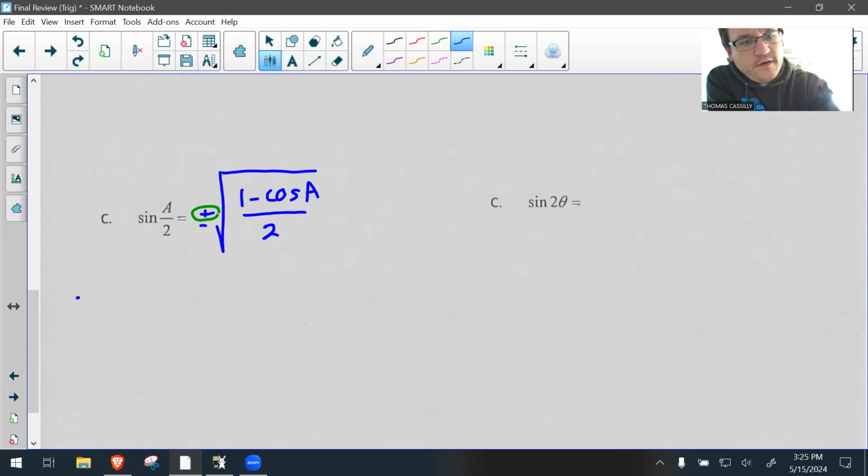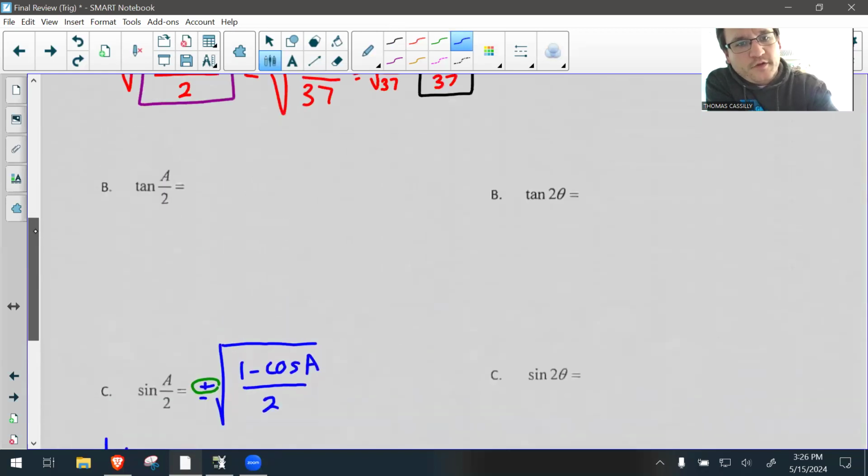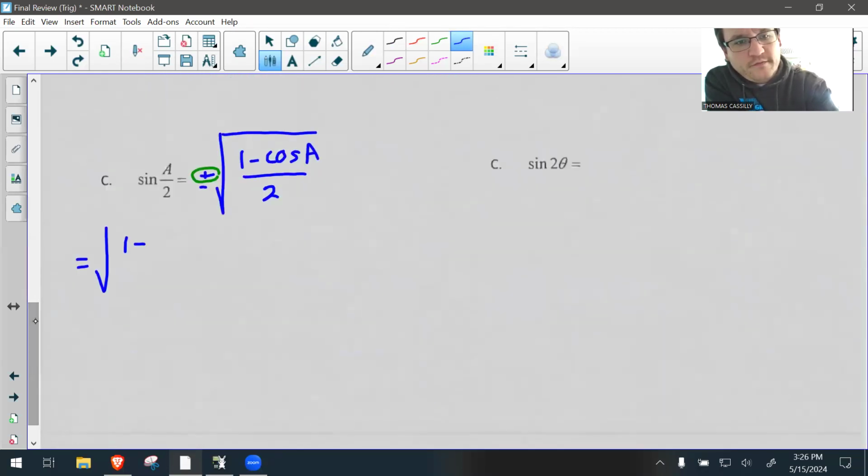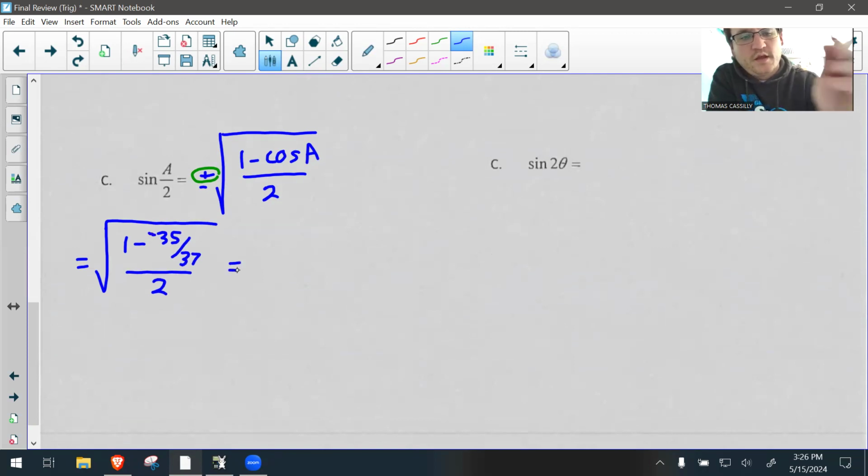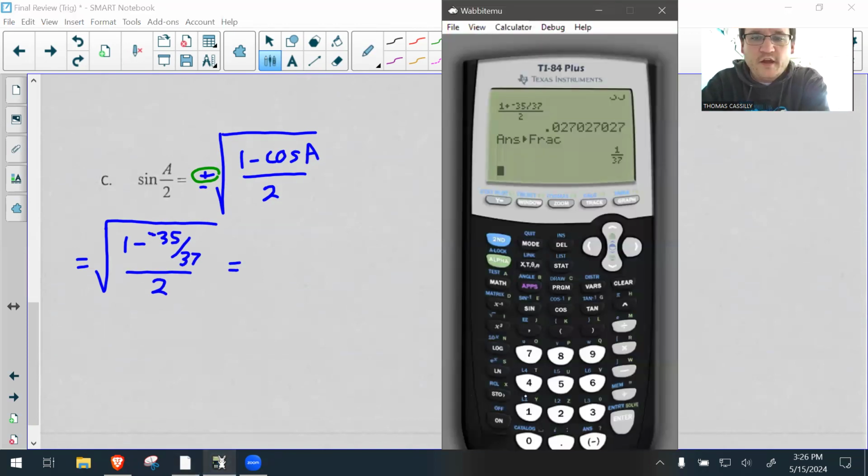All right, so this turns into 1 minus the cosine. Well, the cosine was negative 35 over 37. So negative 35 over 37. And that all gets divided by 2. Right? So again, let's plug that one into the calculator. Let's see what we got.